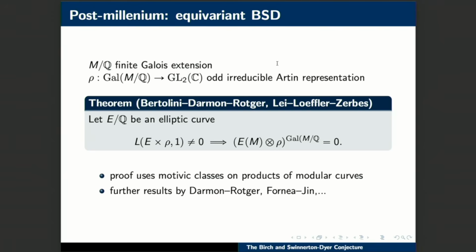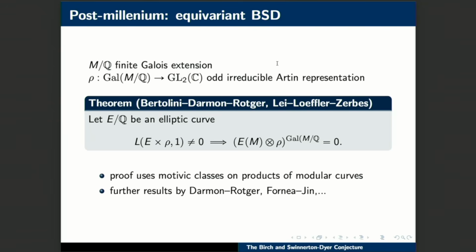Everything I've said about the Birch Swinnerton-Dyer conjecture has been about going from something about the L function, the vanishing or the non-vanishing of the L function, or the non-vanishing of the derivative, to information about the Mordell-Weil group. But the conjecture, of course, predicts that that information goes both directions.